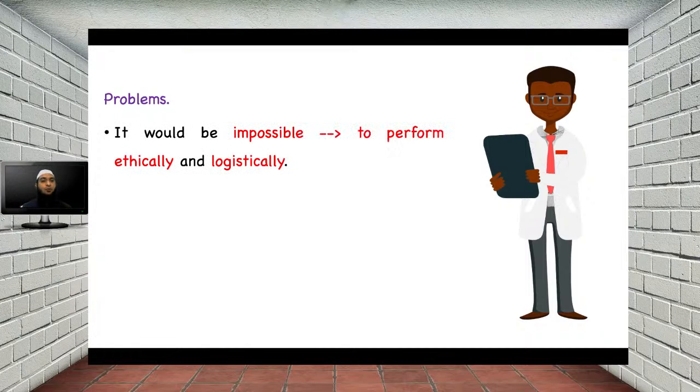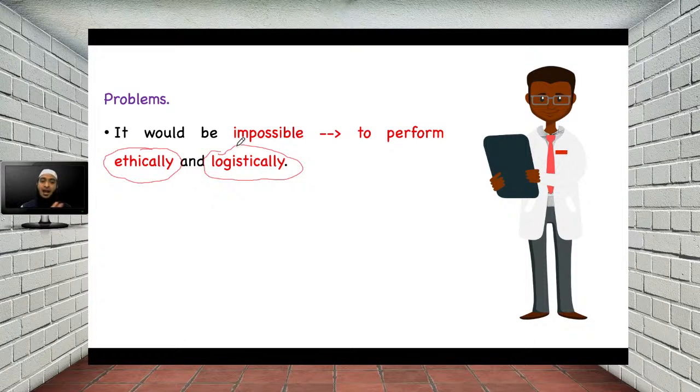So there are certain problems. One problem is that it can be impossible to perform ethically and logistically. Now how is it impossible to perform ethically and logistically? Since you are randomly allocating the patients, maybe by taking chits, writing the name of each patient, then randomly selecting those chits and allocating the group. This could be one of the ways, but different methods can be used by different people who conduct a clinical trial.